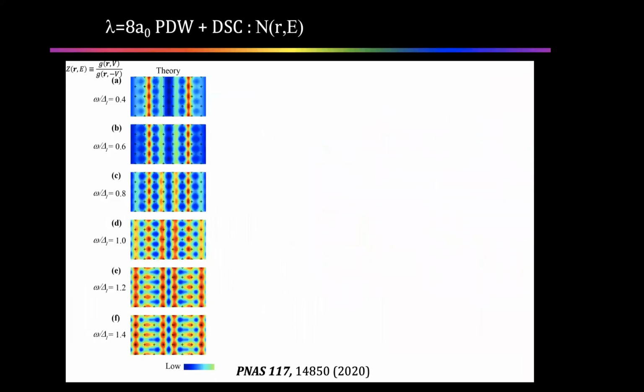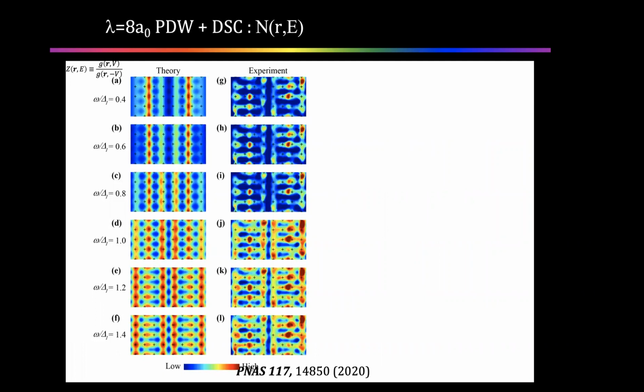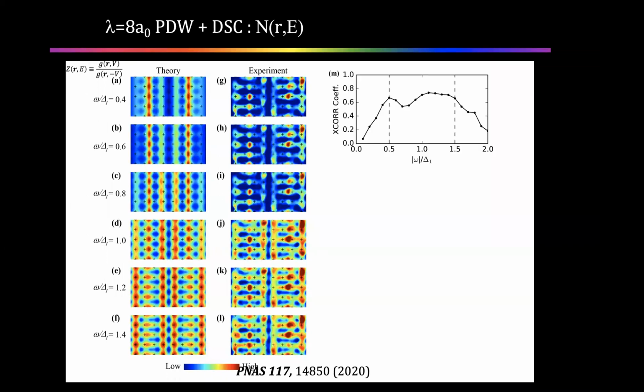Okay. Yeah. So here's the prediction, as a function of energy in units of the pair density wave gap, for an 8-unit cell PDW, of what the density of electronic states should look like in real space. These are the Bogolyubovs of a pair density wave. Okay, so when we compare that with the experiment, there is a good correspondence between what's observed inside these little domains and the prediction from the TJ model.